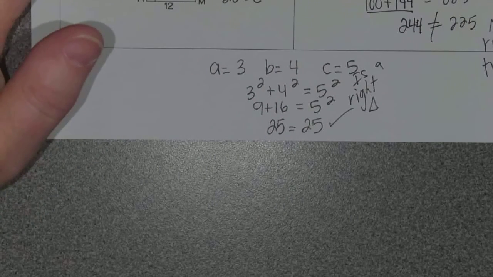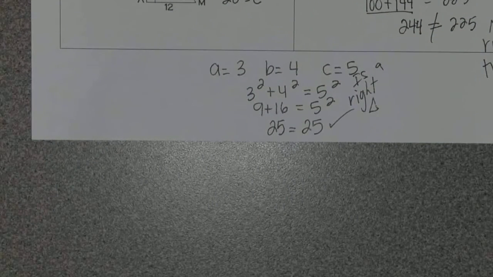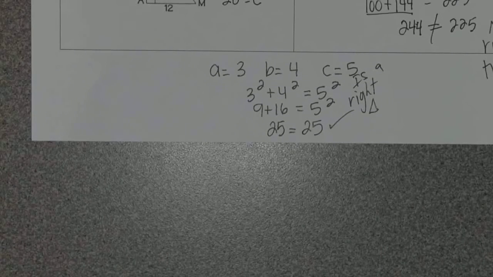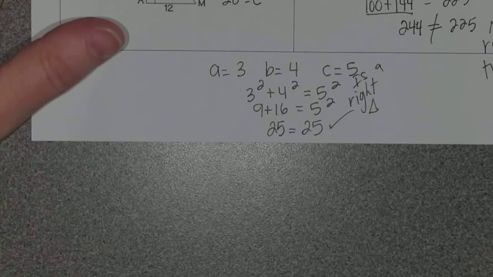Okay? That's the Pythagorean Theorem today, you guys. It works only for right triangles. And the most important side to know is that side C, to make sure that it gets on the opposite side of the equal sign.